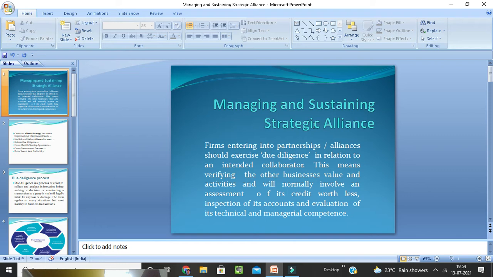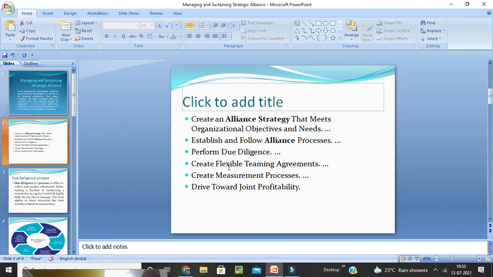So, in this relation, an integrated and intended collaboration is taking place. This means verifying the other business's value and activities, and it will normally involve an assessment of its creditworthiness, inspection of its accounts, and evaluation of its technical and managerial competence. Now, create an alliance strategy that meets organizational objectives and needs.